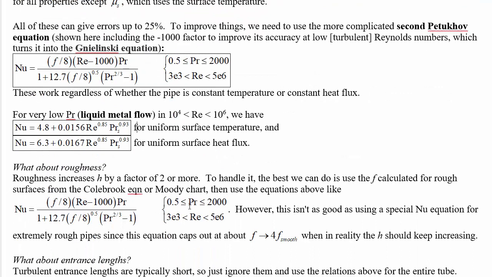All right, so one last note is, what about roughness? So roughness at the walls actually increases the convection coefficient a fair bit, so it can increase h by a factor of 2 or more. To handle it, the best that you can do is use the f, so the friction factor, calculated for rough surfaces from, say, the Colebrook equation or a Moody chart, and then use equations like the Gnielinski equation. But it turns out this isn't really as good as using a special Nusselt number equation for extremely rough pipes, in that if you do have an extremely rough pipe, this equation will cap out at about the friction factor going to 4 times the smooth one, when in reality the h should keep increasing.